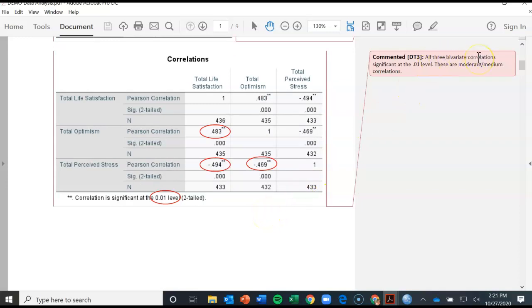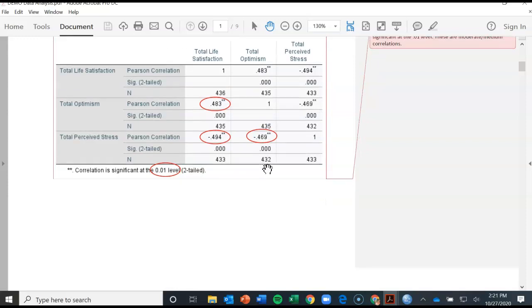All of these are what's called bivariate Pearson product moment correlations. They are all significant at the 0.01 level, meaning there's a 1% chance that I'm rejecting the null hypothesis by accident. The correlation between life satisfaction and optimism is a significant positive correlation. The correlation between life satisfaction and perceived stress is a significant negative correlation. And the correlation between optimism and perceived stress is also a significant negative correlation.